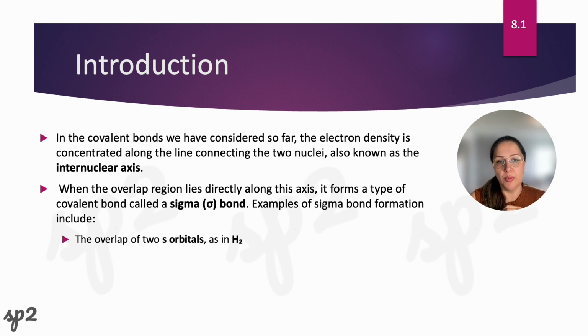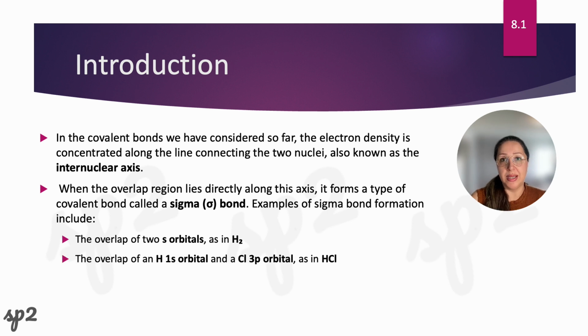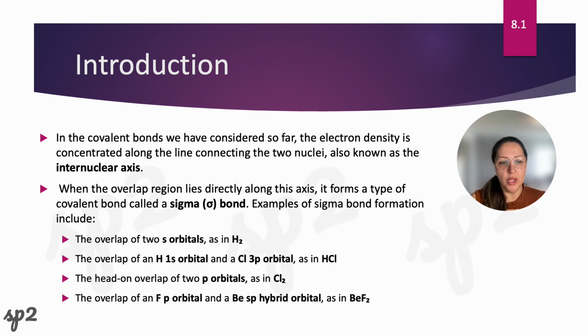For example, the overlap of the two s orbitals in our hydrogen molecule, the overlap of a hydrogen 1s orbital and a chlorine 3p orbital. That's what we have in HCl. Or maybe the head-to-head overlap of the p orbitals that are forming chlorine gas, right? Or even the overlap of a fluorine p orbital and a beryllium sp hybrid orbital that are making the bonds in our BeF2, right? So these are all examples of typical sigma bonds. Okay, now follow me on the next page.